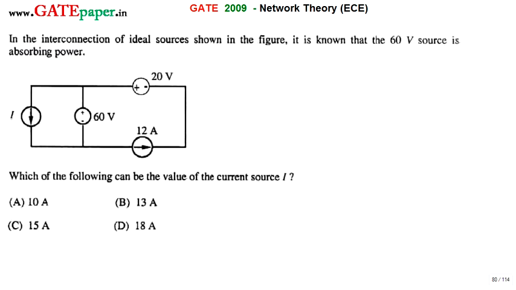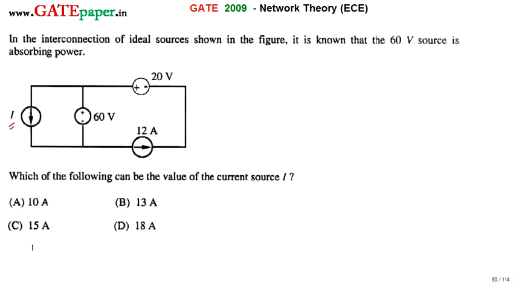Hello, we are discussing the GATE 2009 ECE paper. Find the value of current source I. This is to find the value of current I when the 60 volts voltage source is absorbing the power, and all sources given are ideal. Okay, so you must remember one point.